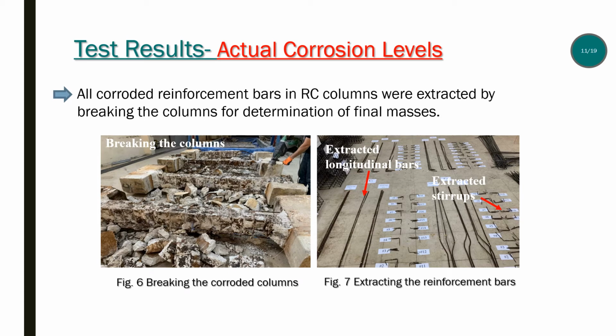After the loading test, all corroded reinforced concrete columns were broken and each reinforcement bar was extracted to obtain the final masses. In other words, to obtain the actual corrosion levels. Actual corrosion levels at each longitudinal bar, at each stirrup, and at positive and negative loading directions were obtained this way. Figure 6 shows breaking the columns, and Figure 7 shows extracting reinforcement bars, respectively.